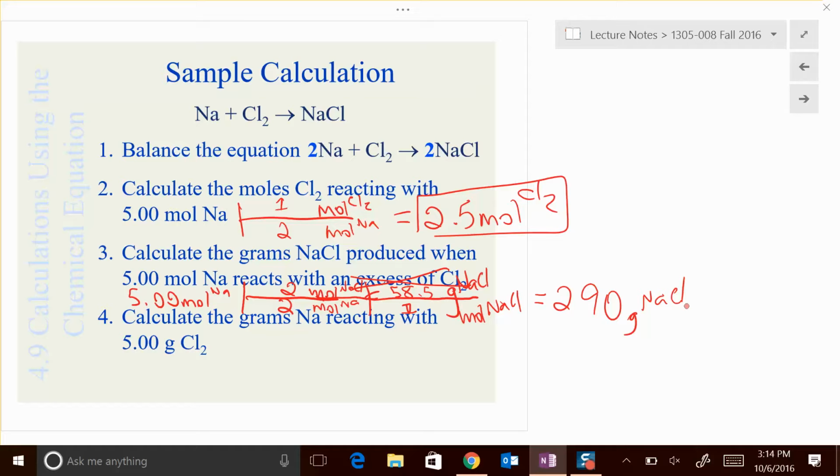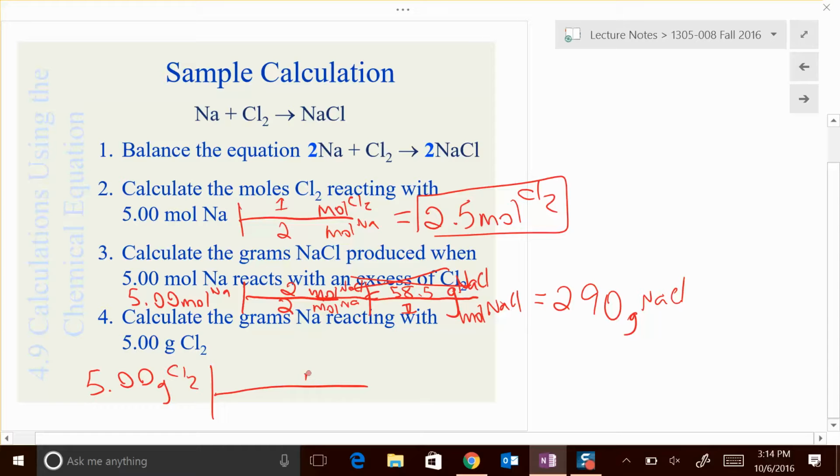Okay, so we're almost out of time, so I'm just going to set it up. Okay? So hopefully this is what you were thinking. 5.00 grams of Cl2, and I'm going to convert that to the moles of Cl2, because that's how I can use my chemical equation, as if it's in moles. And then I can convert from the moles of Cl2 to the moles of sodium. And then from the moles of sodium, I can go to the grams of sodium.